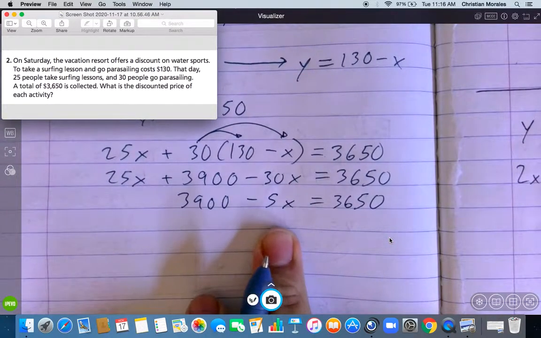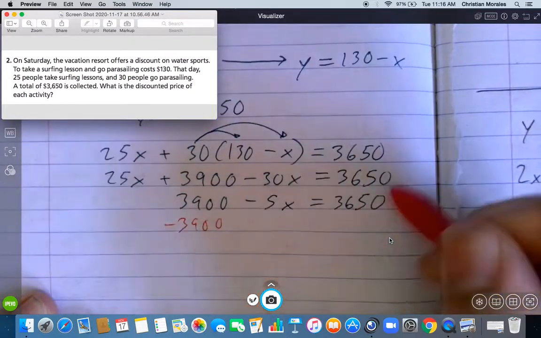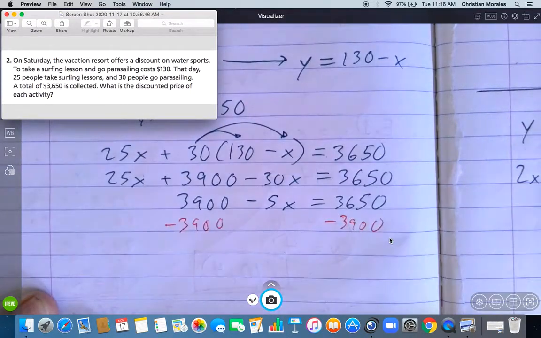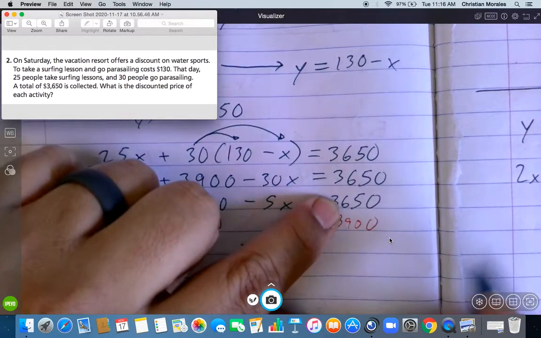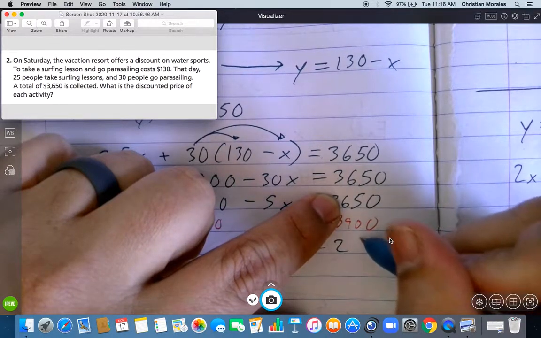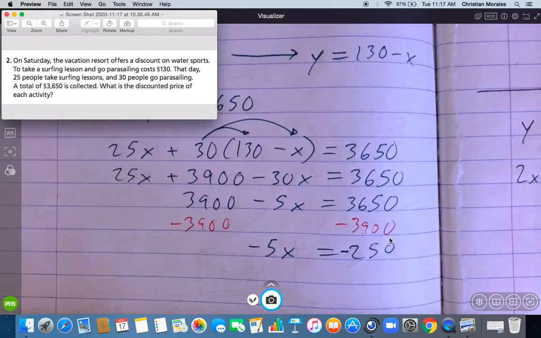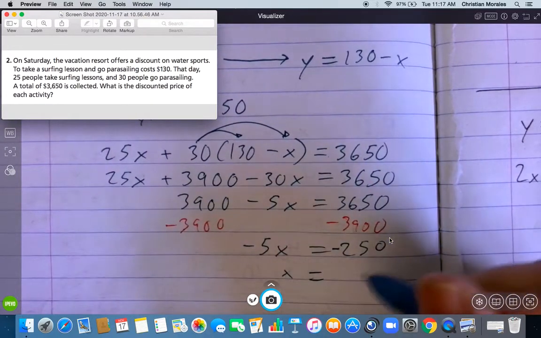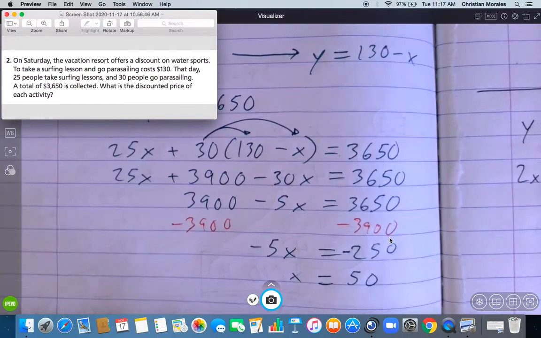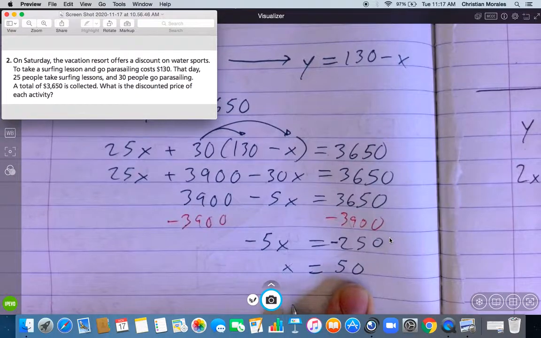All right, next, get rid of the 390. I'm going to use inverse operations. I'll be left with negative 250. Last step here is I have to divide. So I'm going to divide 250 divided by 5, 50 bucks. Negative divided by negative is also positive. So x equals 50. So that's how much it cost for the surfing lessons.